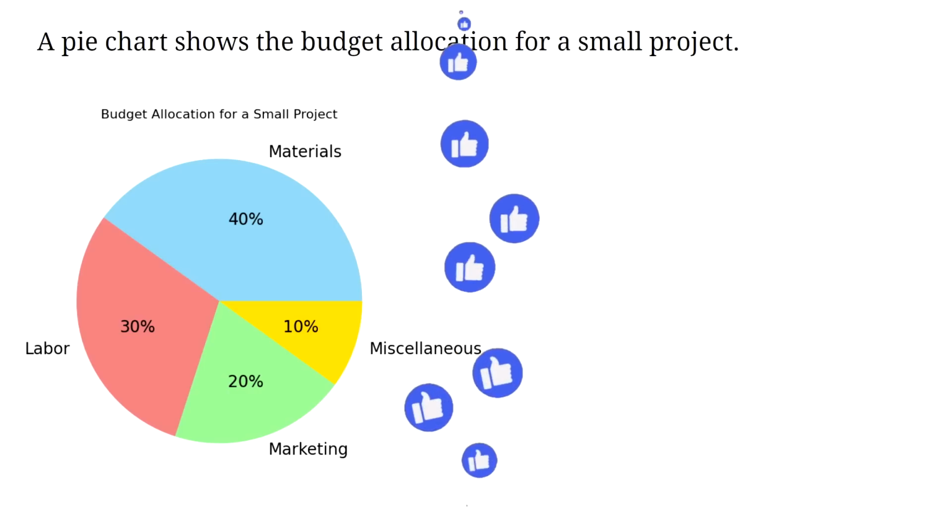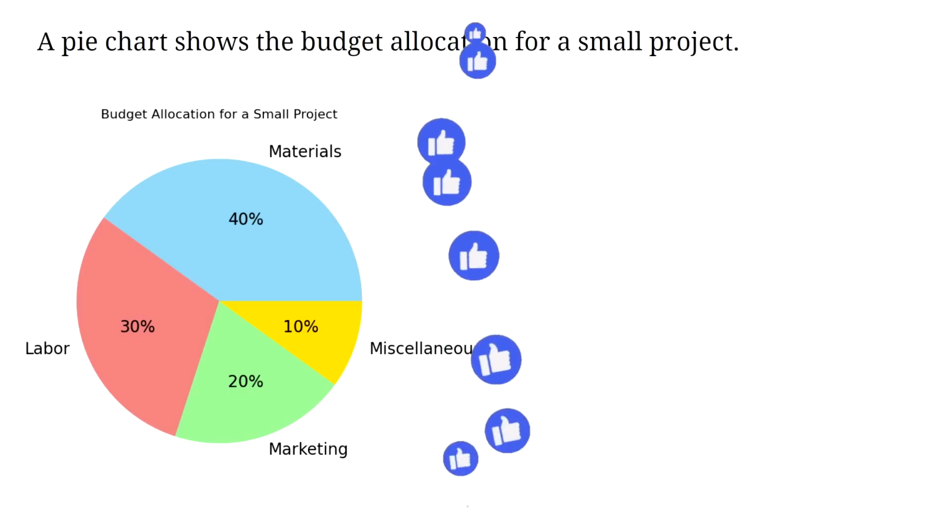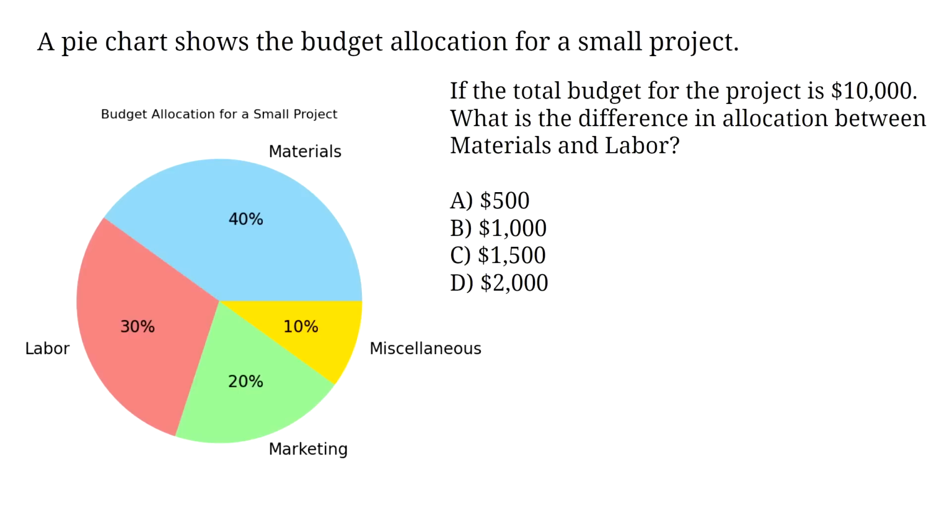A pie chart shows the budget allocation for a small project. If the total budget for the project is $10,000, what is the difference in allocation between materials and labor? A, $500. B, $1,000. C, $1,500. D, $2,000. This is a typical GED math pie chart question.